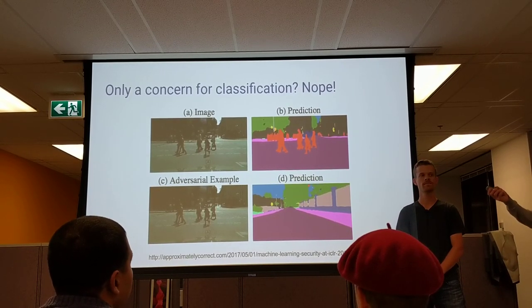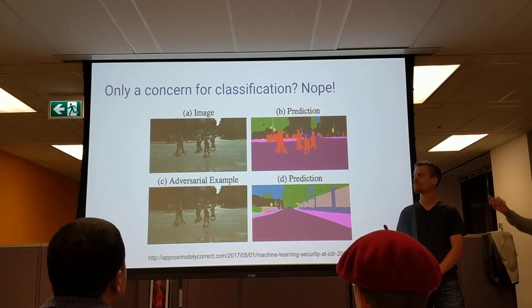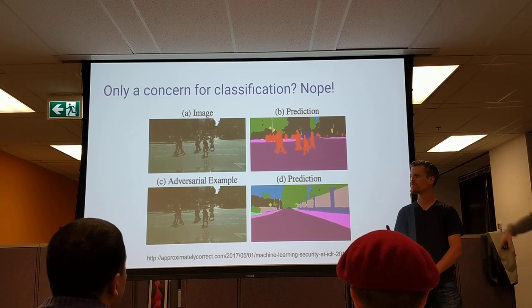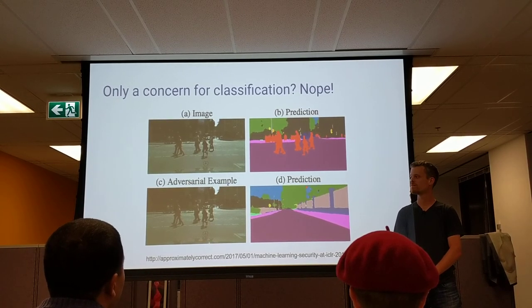This is another kind of scary example. These sorts of systems, again, are being put in self-driving cars and robotics. You can basically make everyone disappear. That's going to be a problem.